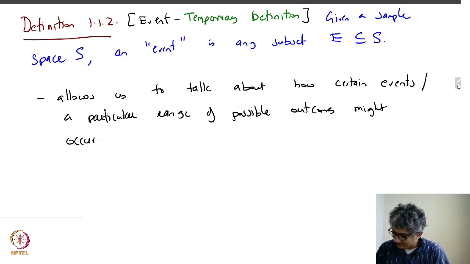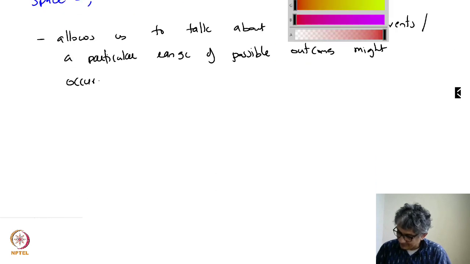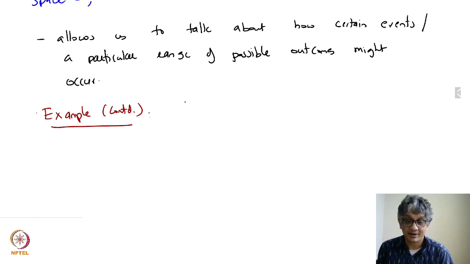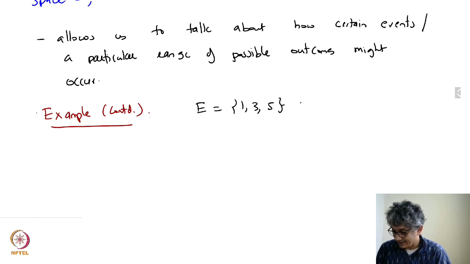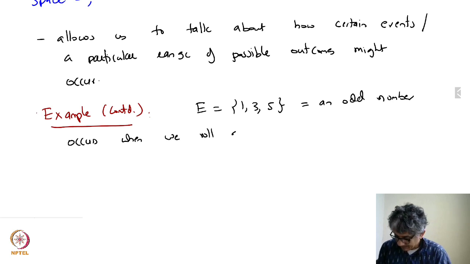So for example, let's go back to the example that we had before. In this example, we roll a die, S1. We say example continued. You could say an odd number occurs, right? So you could take the event E as {1, 3, 5}, as an odd number occurs when we roll it. That is a nice example.